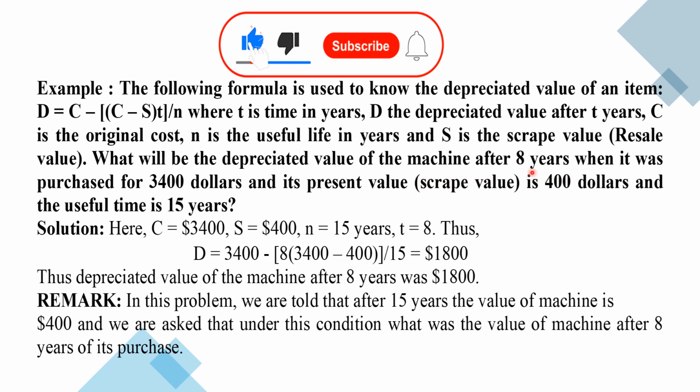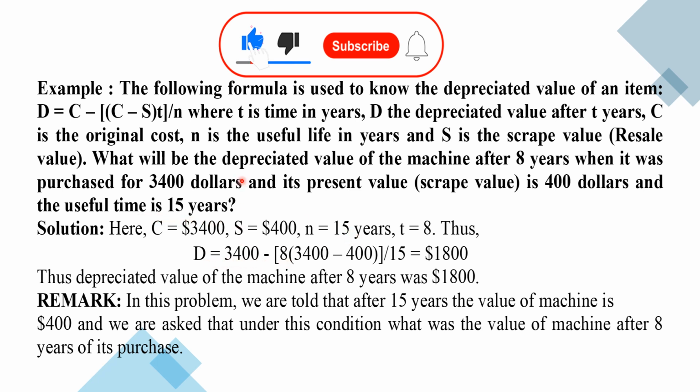Here T is equal to 8 years. C, the cost when it was purchased, is equal to $34,000, and its scrap value S is $400, and the useful life is 15 years, so N is equal to 15.